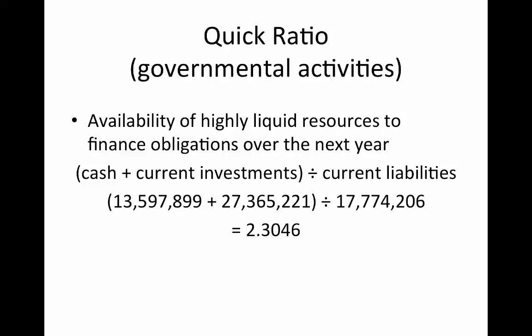When I was first learning financial analysis, I was told that good rules of thumb for the current ratio was 2.0 and the quick ratio 1.0. Take them with a grain of salt. I'm not a big fan of those types of rules of thumb.